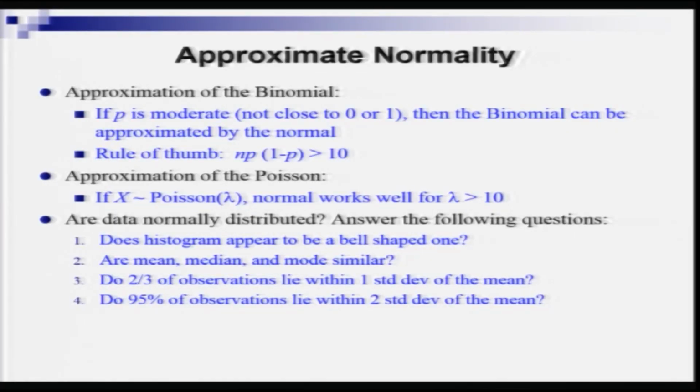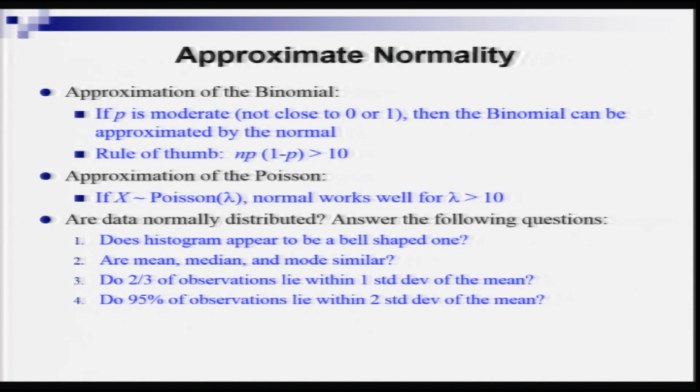So, first I will start with approximation of the binomial distribution. There are two results that I would like to mention without showing any proof. These are important results to remember. So, if p, the probability of success in a binomial case, is moderate, not close to 0 or 1, then the binomial can be approximated by the normal. The other rule of thumb says that if n times p times 1 minus p is greater than 10, then you can approximate the binomial distribution by a normal distribution. Similarly, in the case of Poisson, if the lambda parameter, or the rate parameter, takes a value higher than 10, then you can approximate that by normal distribution.